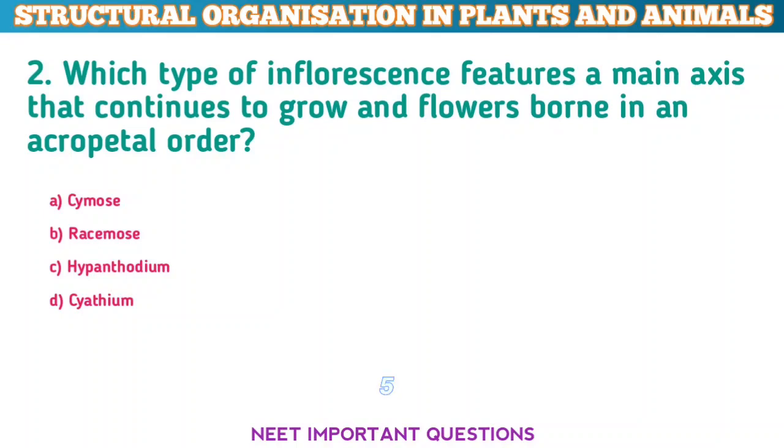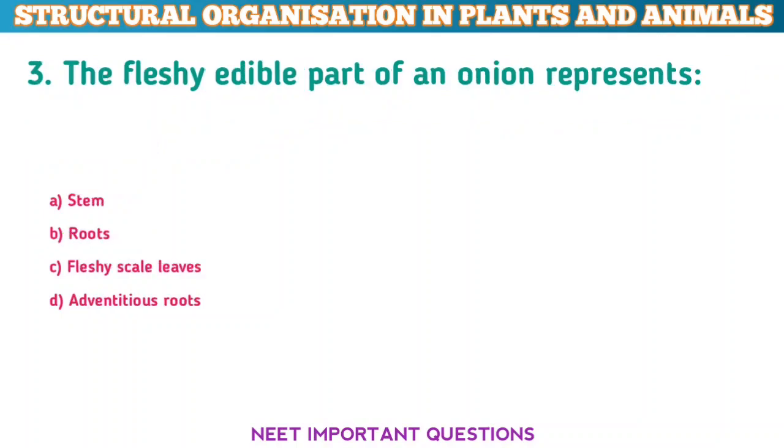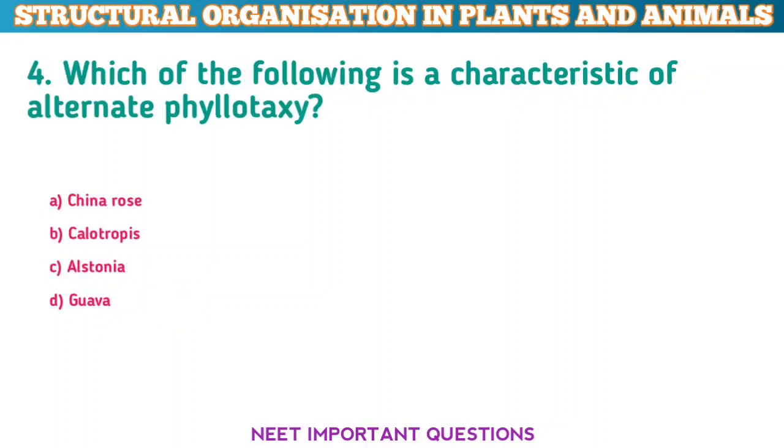an acropetal order? Answer. B. Racemose. 3. The fleshy edible part of an onion represents. Answer. C. Fleshy scale leaves. 4. Which of the following is a characteristic of alternate phyllotaxy?